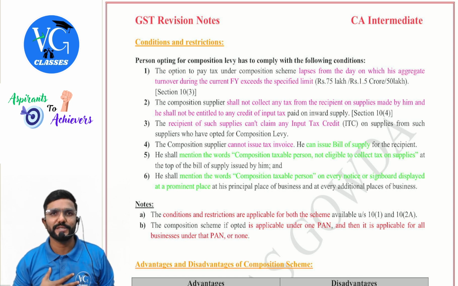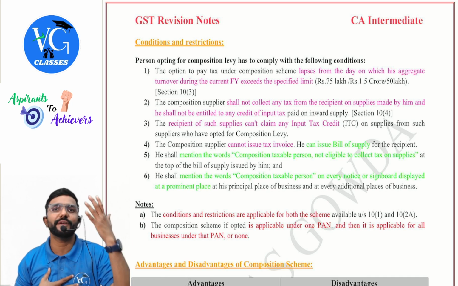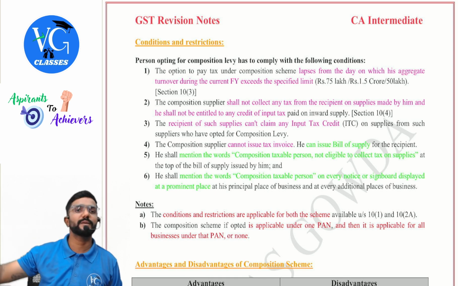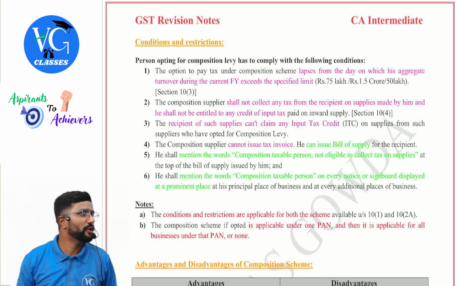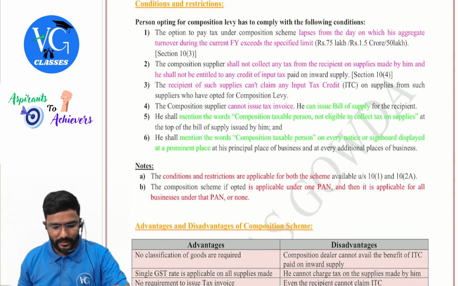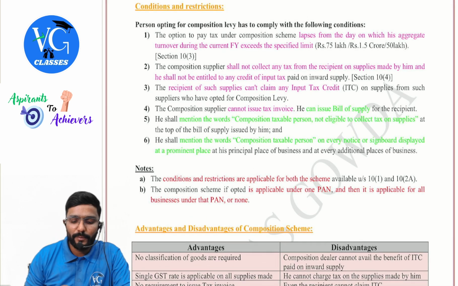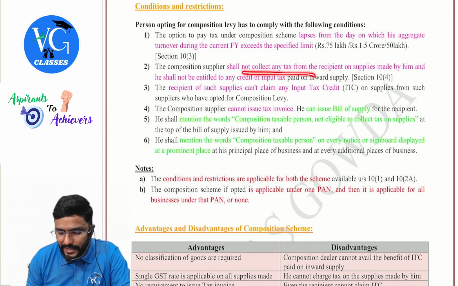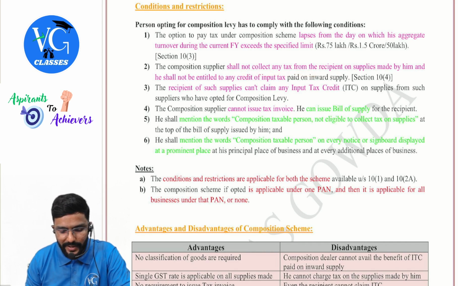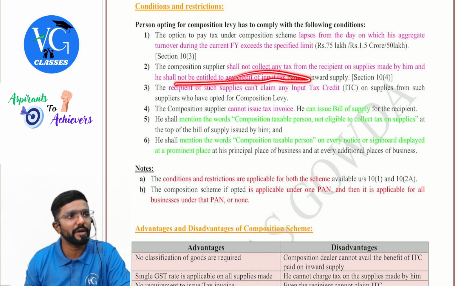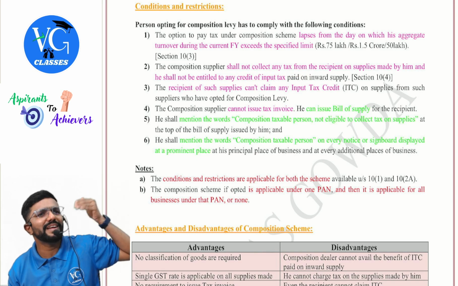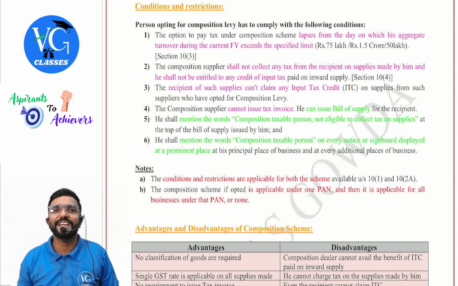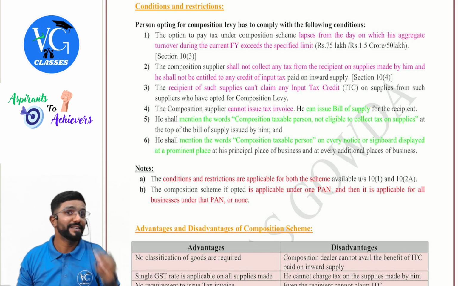that is composition rates. Can I claim ITC on my inward supply? No. Can I issue tax invoice to my customer? No. Then what should I issue? Bill of supply. Bill of supply, guys. So once I am under composition scheme, I cannot collect any tax from the recipient on supplies made by me, and he shall not be entitled to any credit on inward supply. Sir, on my inward supply, I have paid tax at normal rate, sir. Can I claim credit? No. Sir, I have satisfied all the conditions, sir. No, you cannot.